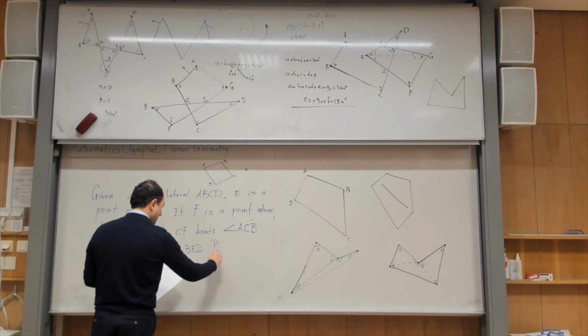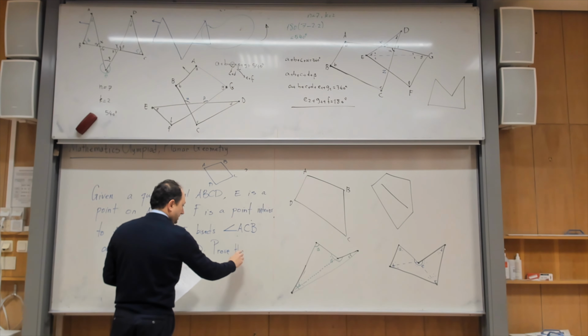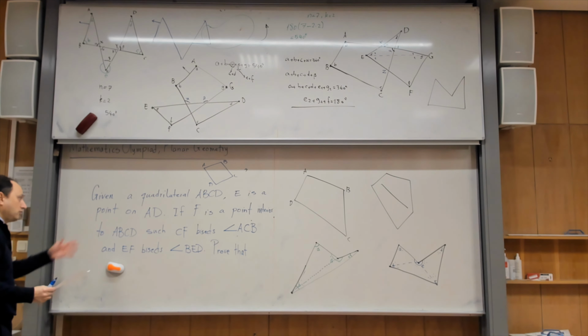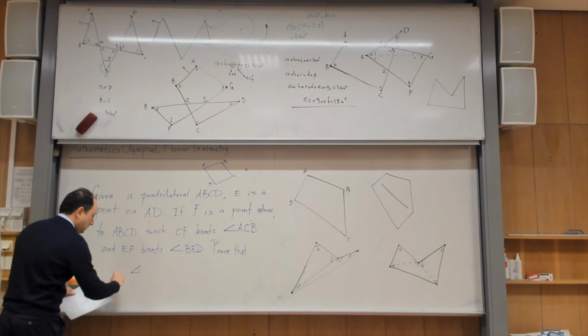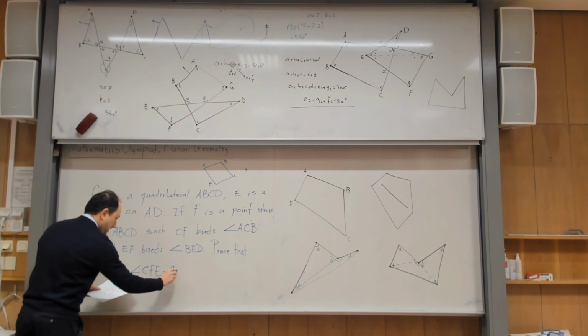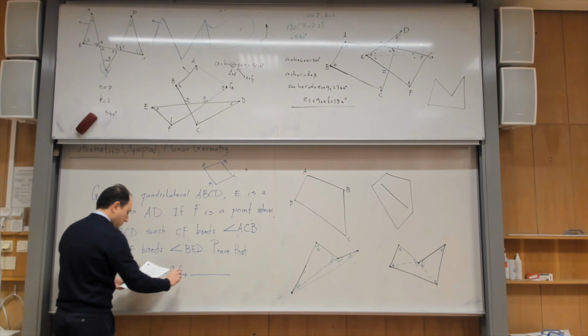Prove that if this is happening, prove that there is no guarantee that in any quadrilateral this happens, but in a particular quadrilateral with these properties, if it happens, prove that the measure of this angle is 90 degrees plus the average between these two angles.